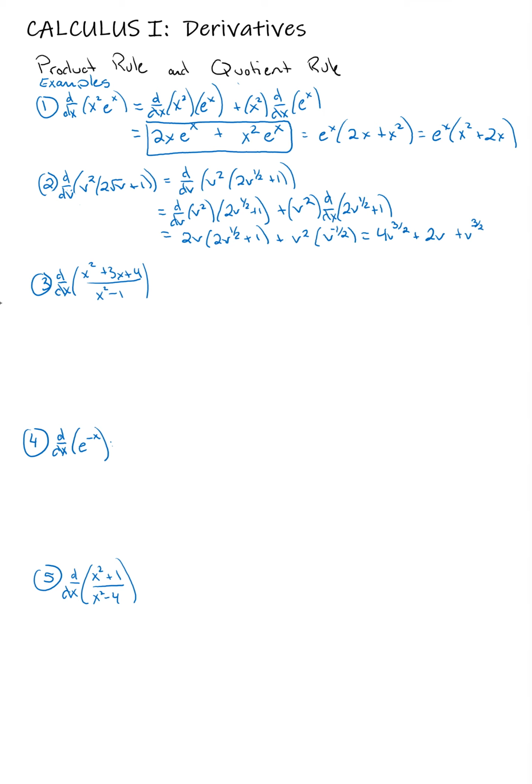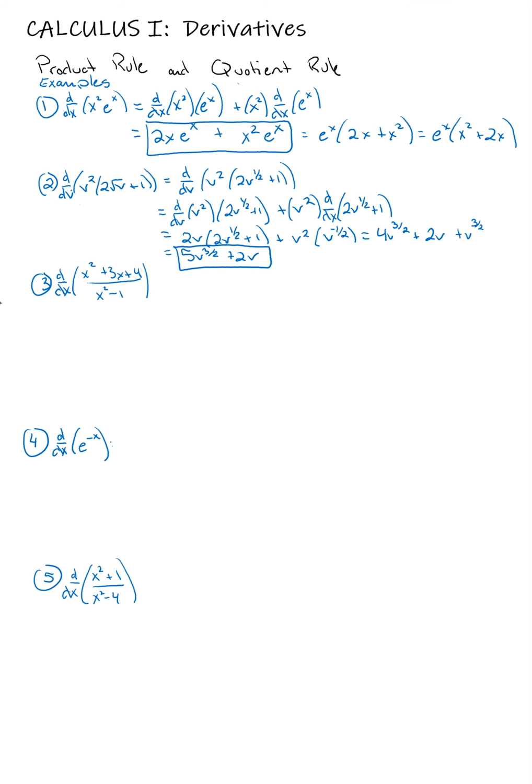Now I see that I can combine a few terms. I can combine the first term and that last term. So we end up with v to the 3/2 plus 2v. And there we go. Not so bad.